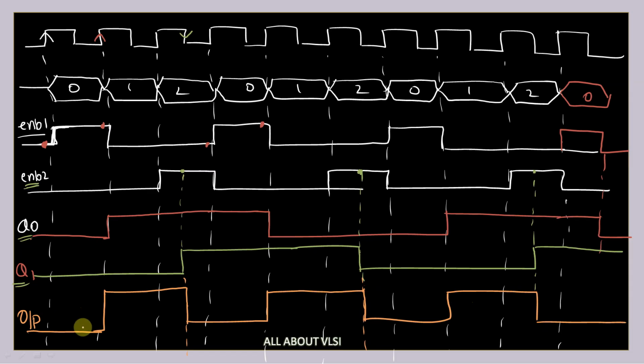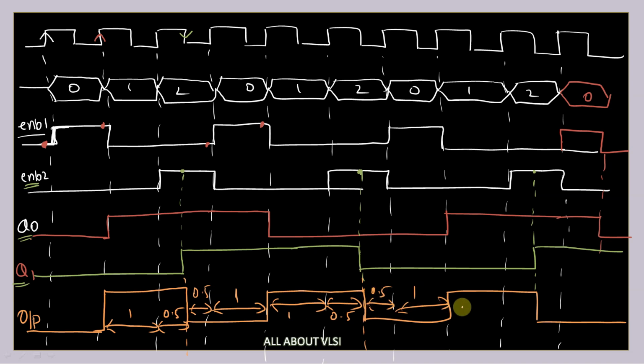So if you look at the time period of my output, this is 1 clock cycle and this is 0.5. This is 1 and this is 0.5. So 1.5 cycles it is on, and 1.5 cycles it is off. Again it is 1 cycle on and 0.5 cycles, so 1.5 cycles it is on, and then 1.5 cycles off. Okay, and this is 1 and this is 0.5, so 1.5 cycles it is on.